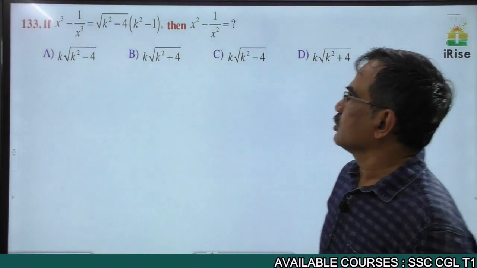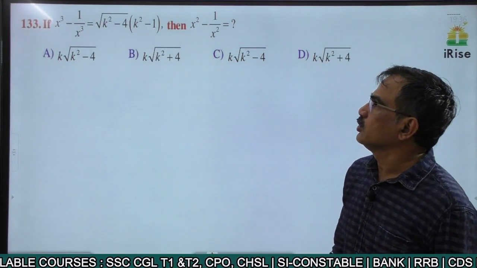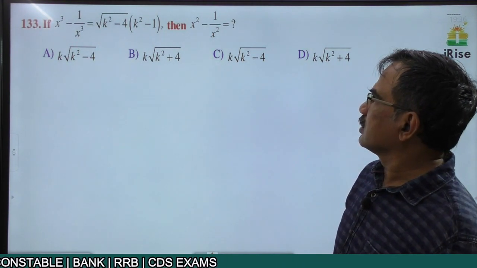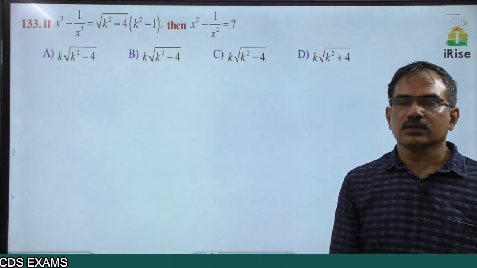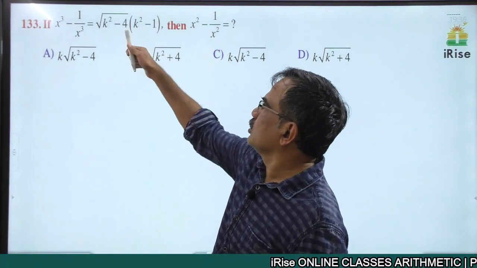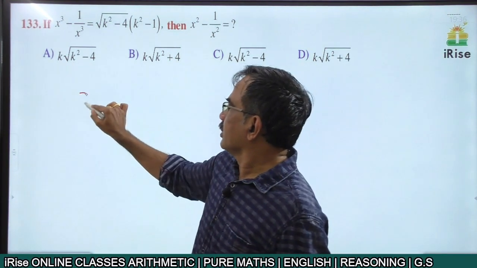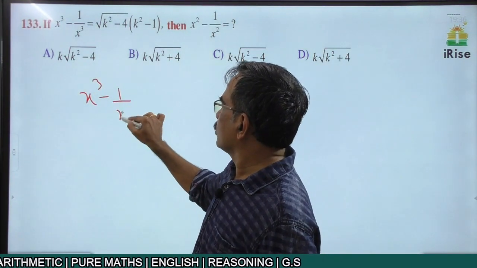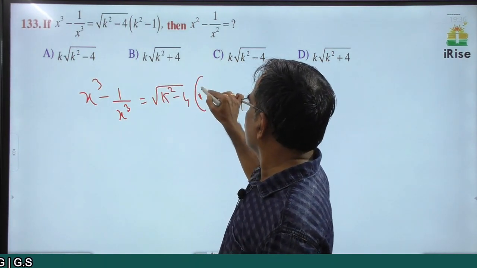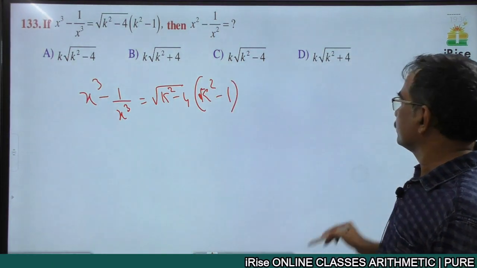This is also a good question. If x cube minus 1 by x cube is the root of k square minus 4 into k square minus 1, then what is x square minus 1 by x square? Generally, students solve this question by taking k as some 0, 1 like that. But that is not necessary. It's a very simple question. X cube minus 1 by x cube is given as root of k square minus 4 into k square minus 1. This is a given condition.